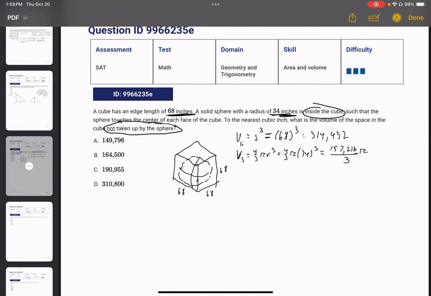Now, to find the space that isn't taken up by the sphere but within the cube, we need to subtract these two volumes. We subtract these from each other, and we get an answer of 149,795.78, and we round to the nearest cubic inch, which is 149,796. That gives us answer choice A.